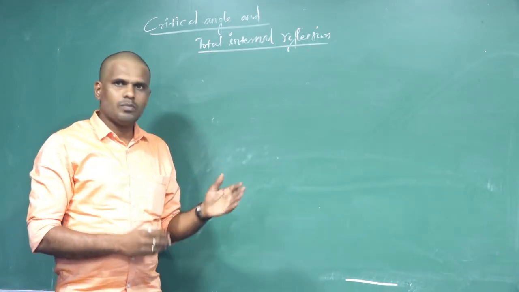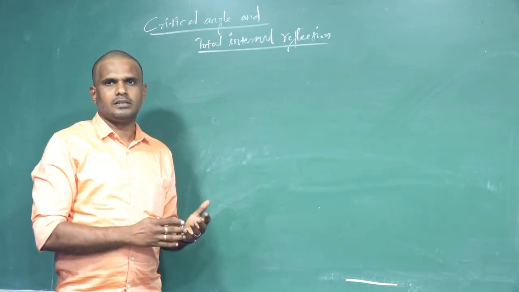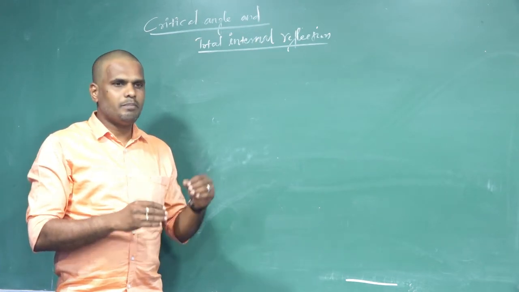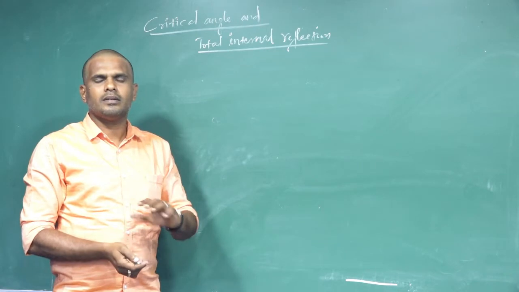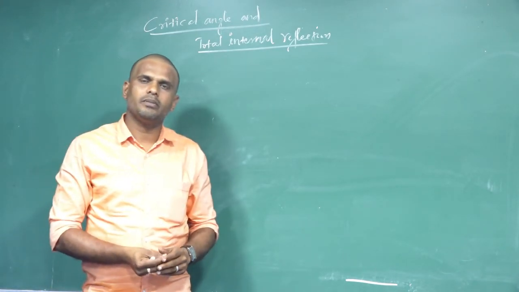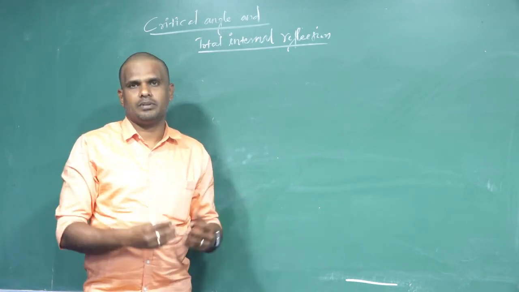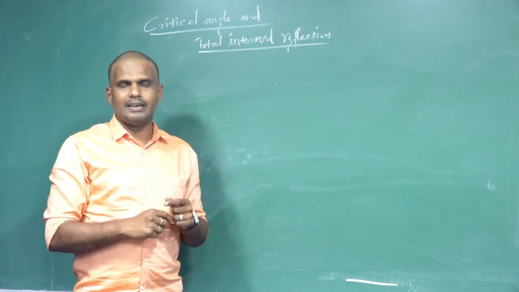When light travels from one medium to another medium, it bends towards or away from the normal depending upon the passage of light from one medium to another medium. This is the basic idea. When light travels from rarer medium to denser medium, it bends towards the normal. Whereas, if the reverse happens, when light travels from denser to rarer medium, the light ray bends away from the normal.